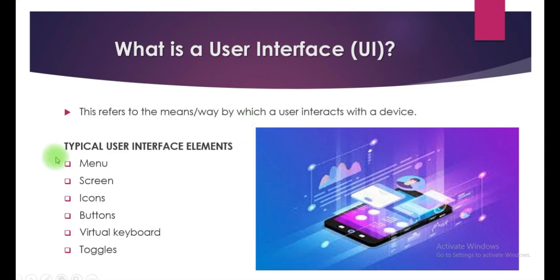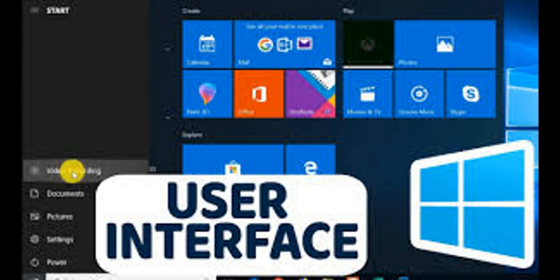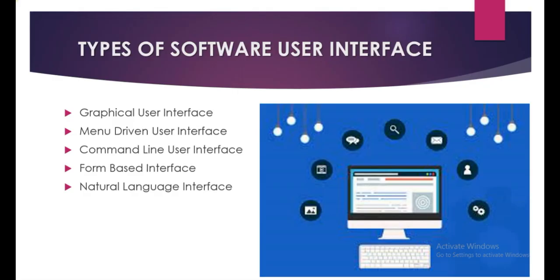A typical user interface will include things like menus, a screen, icons, buttons, virtual keyboard, and toggles. Now, there are different types of user interface. Of course, in this video, I'm going to be looking at software interface, but there are also hardware interfaces. So hardware interface would include things like sensors, touch screen, keyboard. Those would constitute a hardware interface. Yes, there are different types of software interfaces, and we're going to be looking at them here individually.